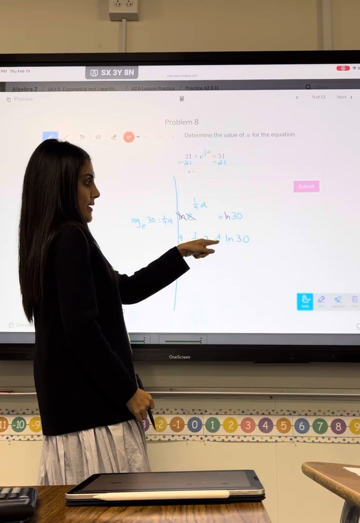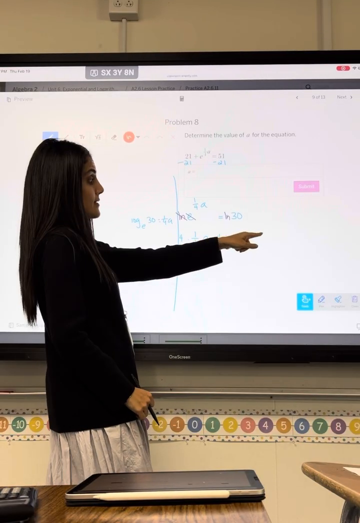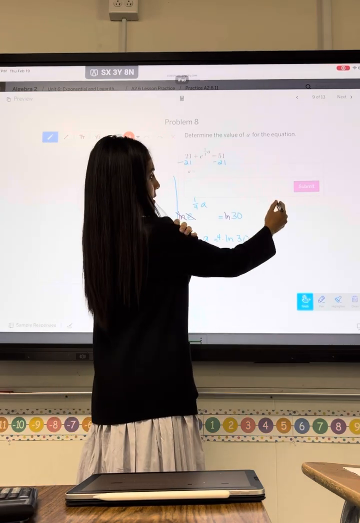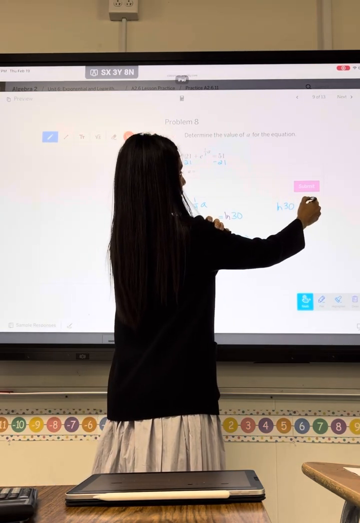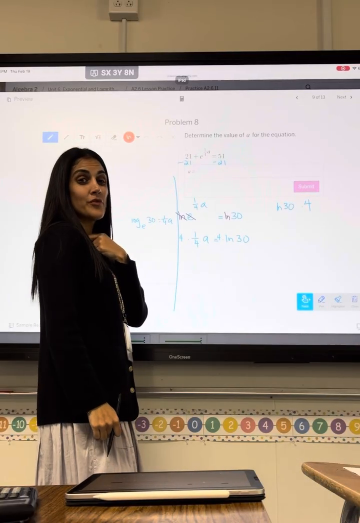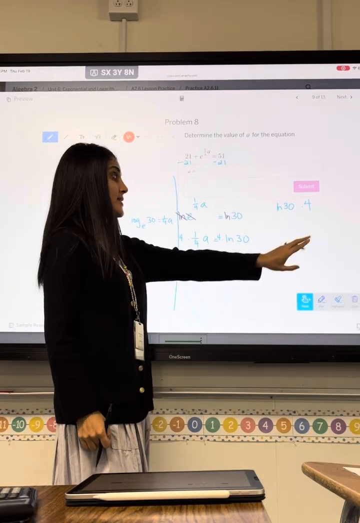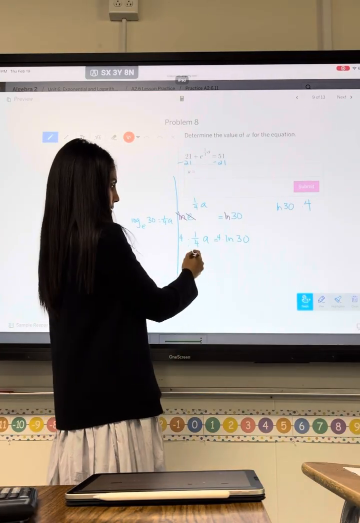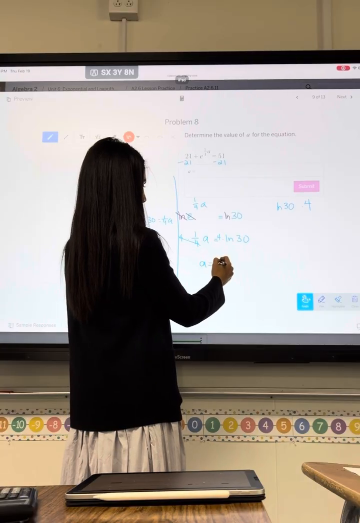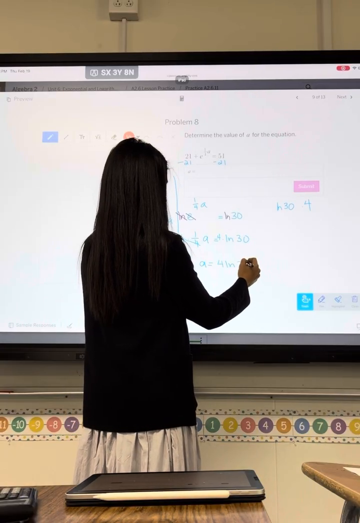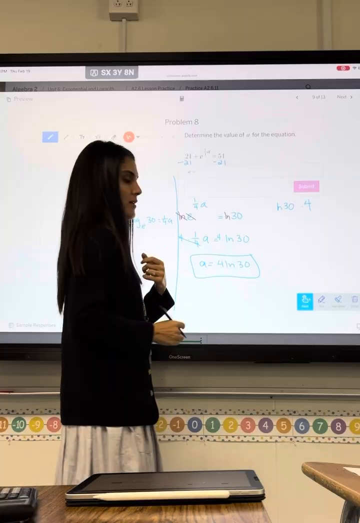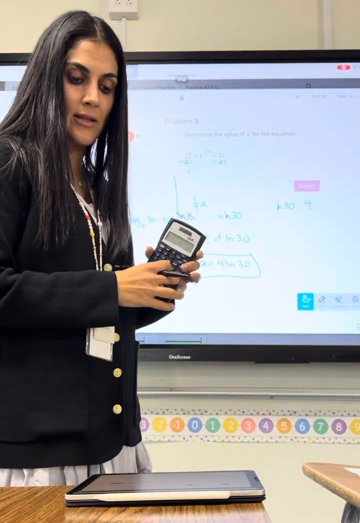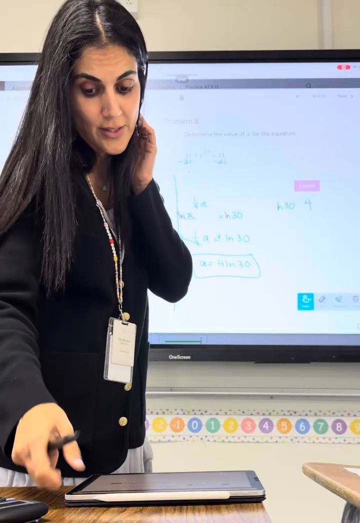I prefer to write my times 4 in front of the log instead of at the end, because ln of 30 times 4 is not ln of 120, but it's an easy mistake to make when it's written like that. So I just put it like this. And I get a equals 4 ln of 30. Done. If you absolutely must go to your calculator and get a decimal approximation, go for it, but I don't see the point.